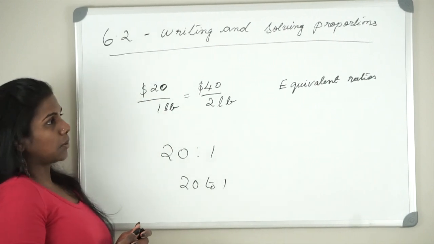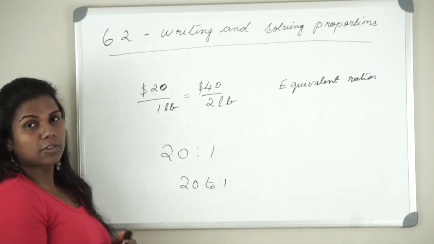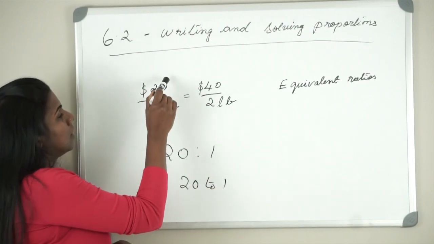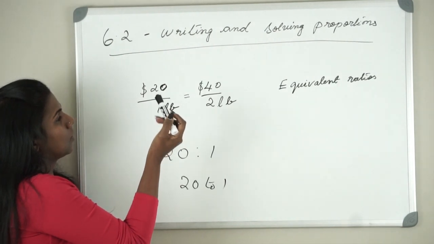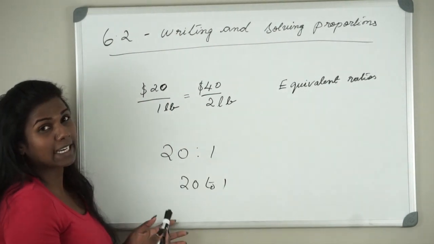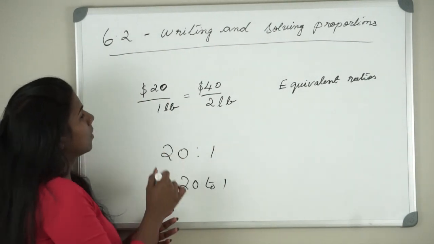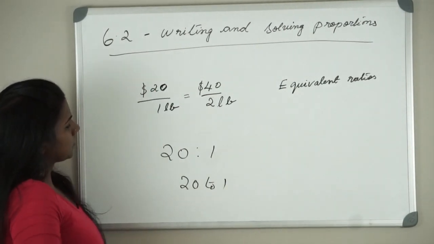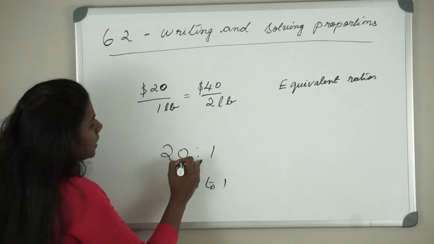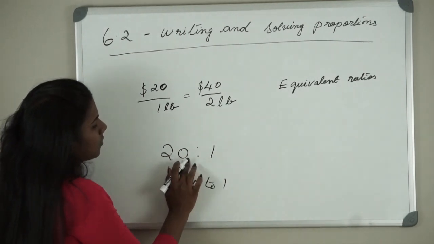Now, what is a proportion? So, for example, I say 1 pound of probably sugar is $20. It's not that expensive, but I'm just saying. So 1 pound of sugar is $20. So I write it like this. So I say for $20 I can get 1 pound of sugar.